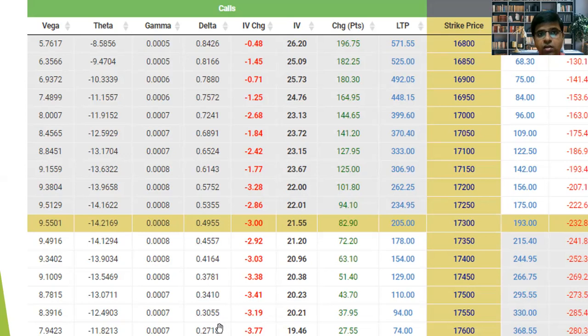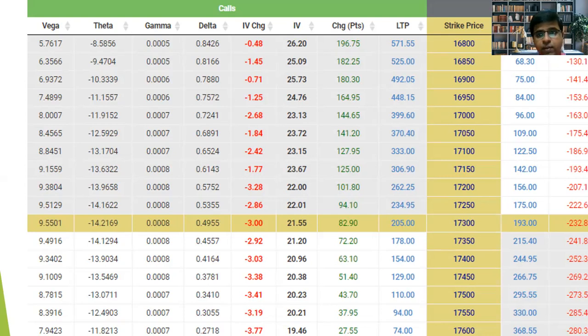You can see the delta of the 17,600 strike price, which is 300 points away from the ATM, is around 0.27. Whereas the delta of the in the money call option, for which we can take the example of the 17,000 strike price, which is 300 points in the money compared to the current futures price, is around 0.72. Similarly, gamma is also there and theta is also there.